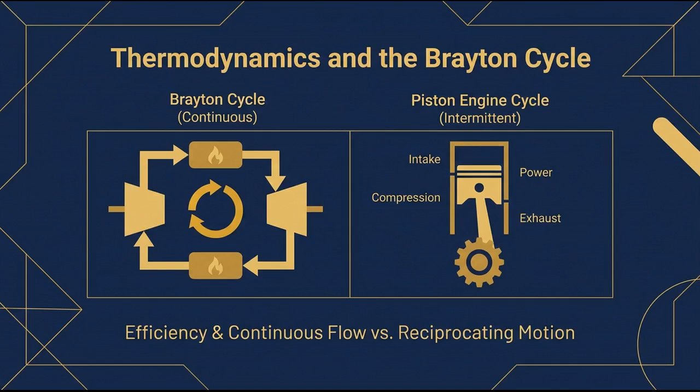We can also calculate the ideal thermal efficiency of this Brayton cycle using the ratio of specific heats, which is 1.4 for air, and the engine's overall compressor pressure ratio.